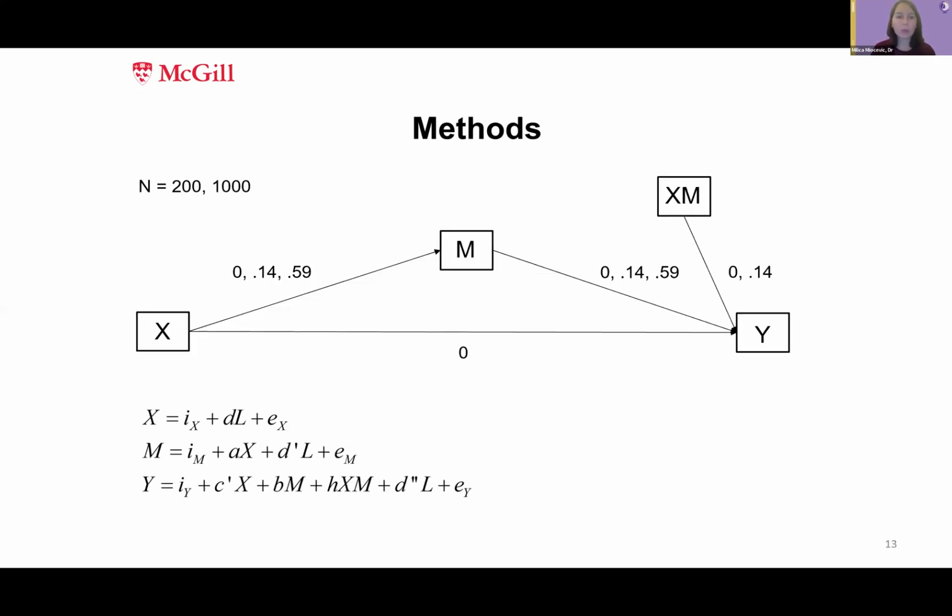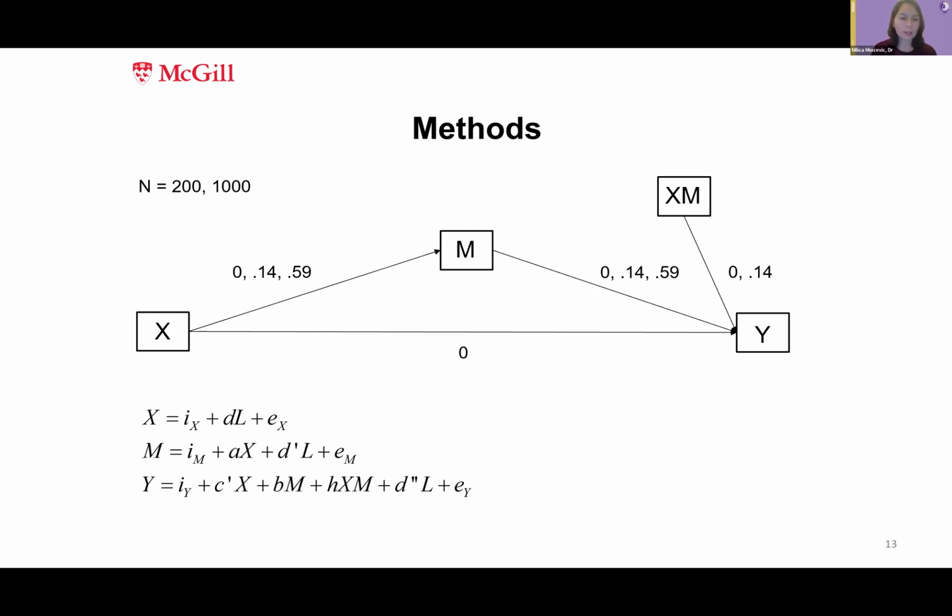So here, we simulated data from a single mediator model. We had sample sizes of 200 and 1,000, and in all conditions, the effect of X on M and the effect of M on Y were equal to each other, and these paths were either equal to 0, 0.14 representing a small effect, or 0.59 representing a large effect. We also had the XM interaction predicting the outcome Y with a coefficient of either 0 or 0.14.